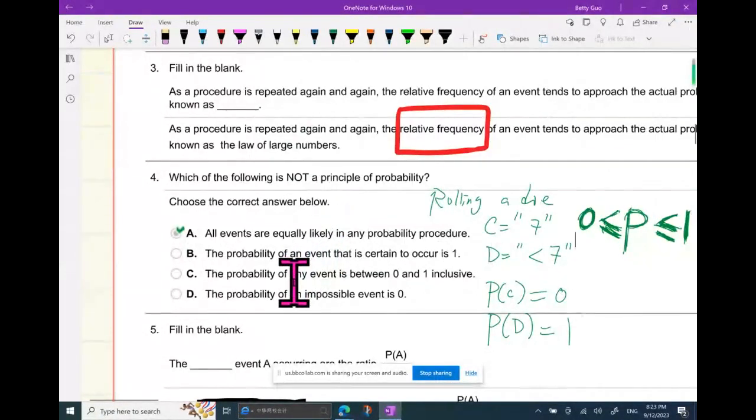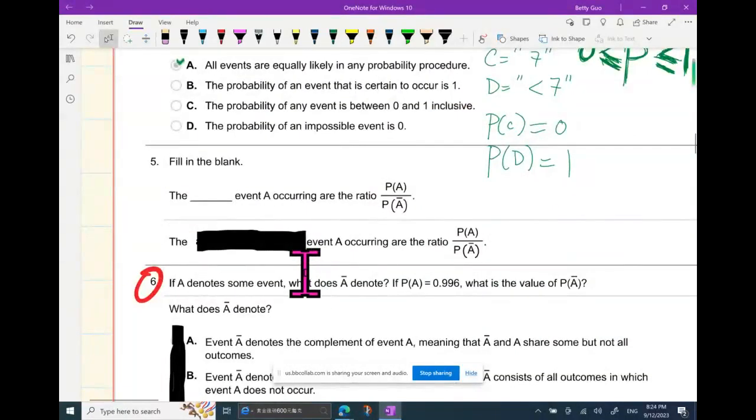Empirical model is not equally likely. Only the classical model is. Of course we have other models, but we only talk about two models. Only the classical model is equally likely. Very good. Next.